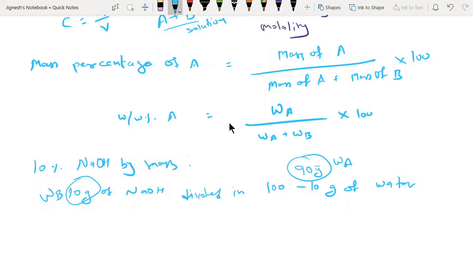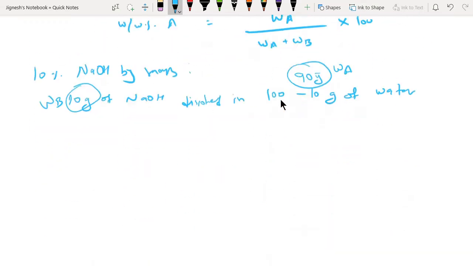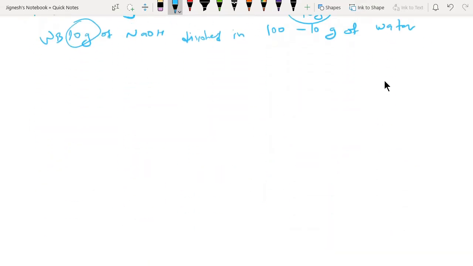If it is 10% W by W, what will be the amount of WA present over there? You can easily make it out from that: 10 upon 10 divided by total 100. The 100 gets cancelled, so the answer will be WA. So this is what we have to use, and we can utilize this in one of the numericals that we will see later on. Okay, so this is the first unit of concentration, where solution can be expressed as mass percentage. And now let's move to the mole fraction.